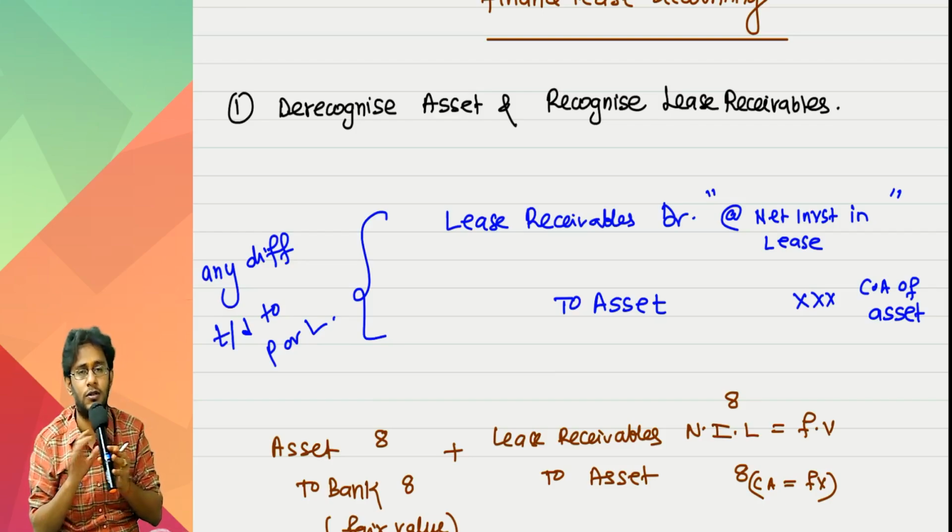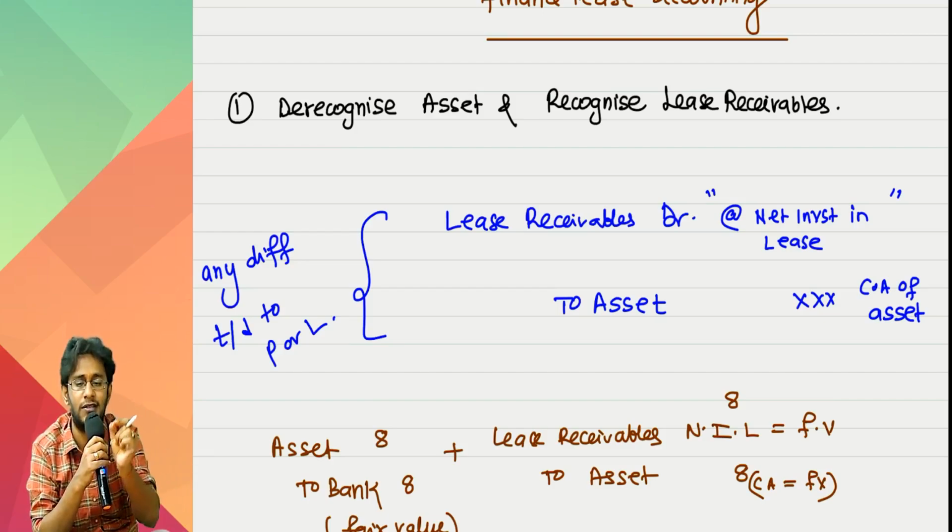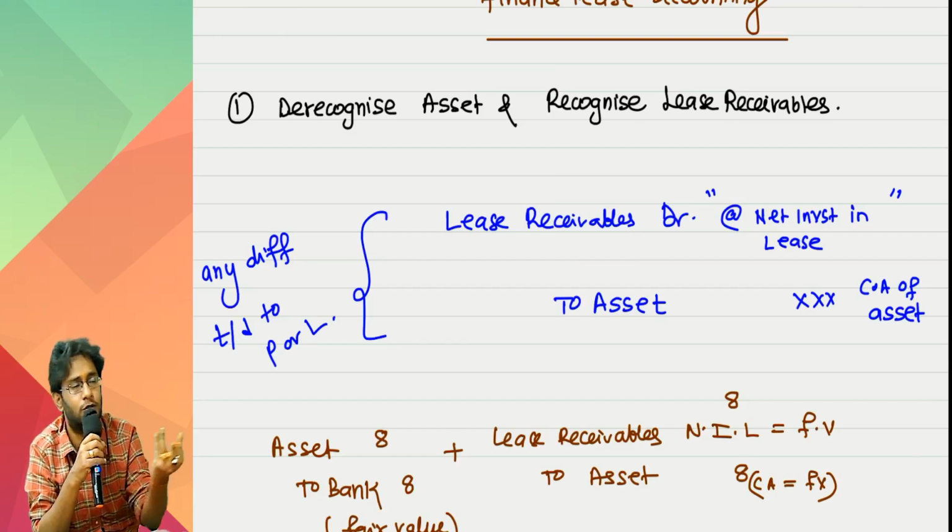You apply individual rules. The asset should go at carrying amount because the asset has to leave my books. Lease receivable should be recognized at net investment in lease. Gap was the P&L gain, sir. If gap does not come, it's okay. Come to the next one.